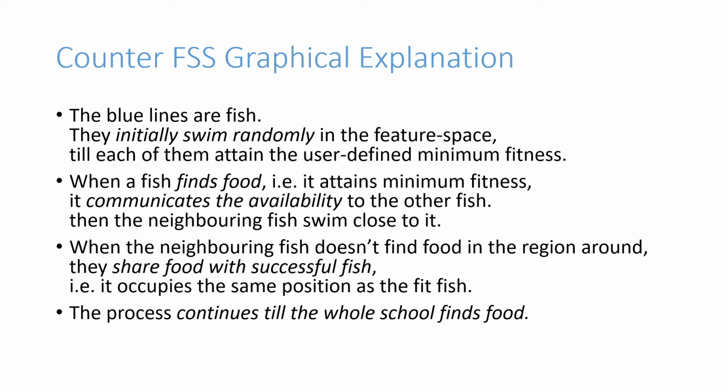This is how I graphically represented my algorithm. Initially, the fish swim randomly. When the first fish finds the food, which means it attains the fitness, it communicates the availability of the fitness to the other fish. The neighboring fish share the food with the successful fish. The process continues till the whole school finds food.